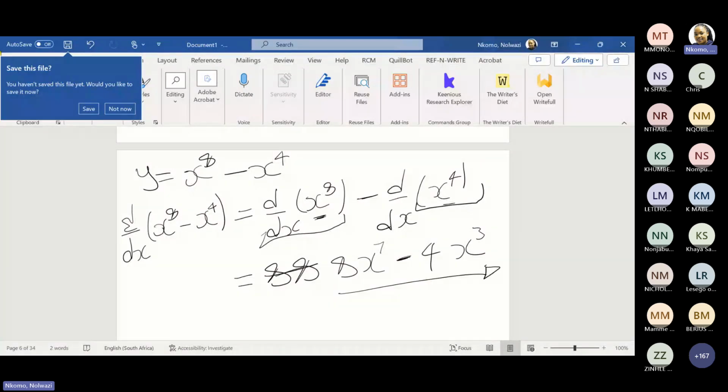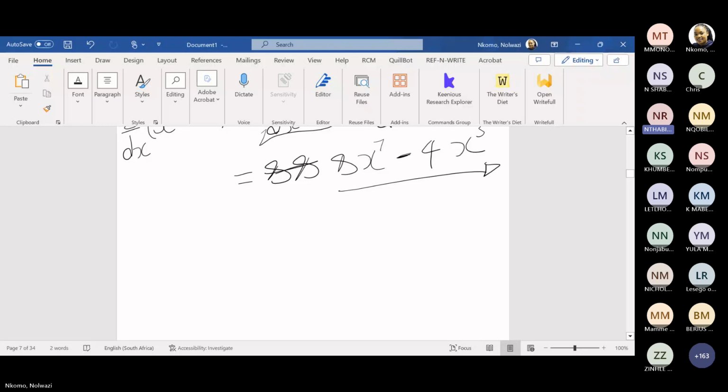Do we have a question? Hello, yes, ma'am, I have a question. Is there a step where you just keep it, whereby you said 8 minus 1 and also 4 minus 3 to get the exponent 7 and the exponent 3?